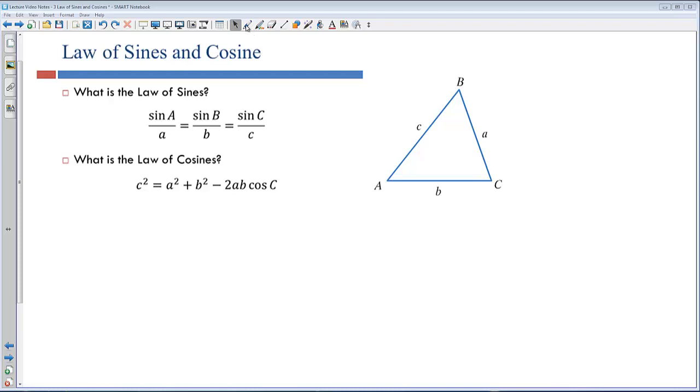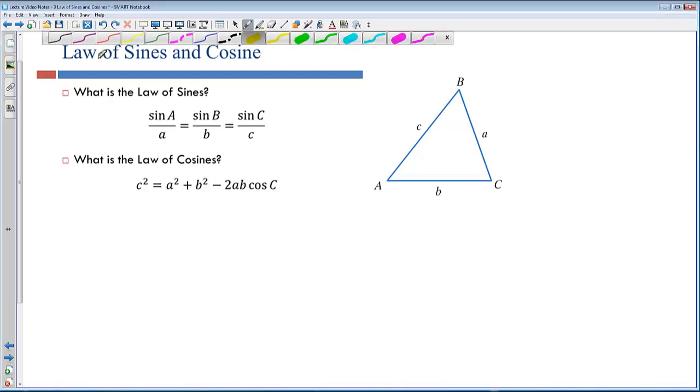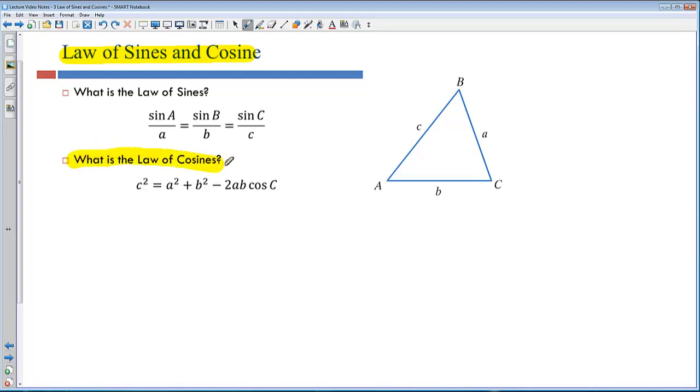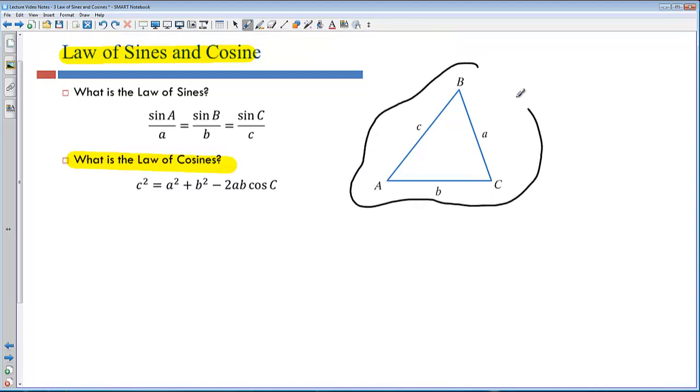It's time for fun with math, and we're back with part two of the law of sines and cosines. We're going to concentrate here on the law of cosines. The law of cosines is a formula that's sort of a generalization of the Pythagorean theorem. And again, it works for any triangle, not just a right triangle.